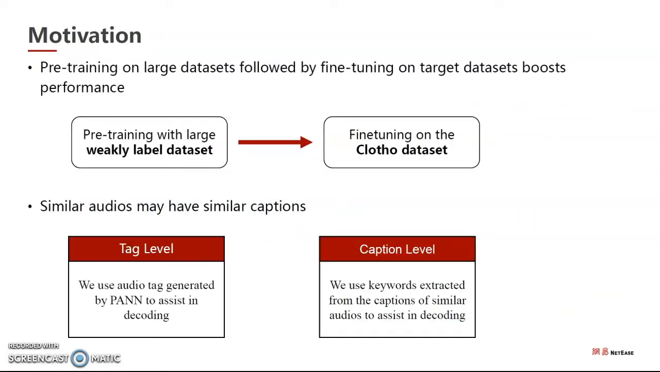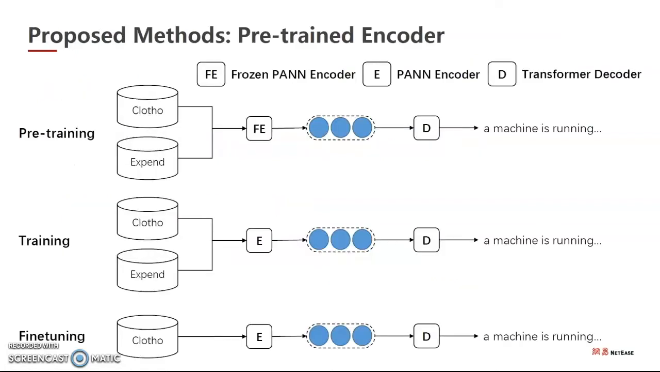Our motivation has the following 2 points. The first point is pre-training on the large dataset, followed by fine-tuning on the target dataset, boosts performance. The second point is similar audio may have similar captions. It can help to generate a better caption. We try to introduce 2 types of similar information. One is tag level. We use the audio tag generated by PANNs to assist in decoding. Another is the caption level. We use keywords extracted from the captions of similar audio to assist in decoding.